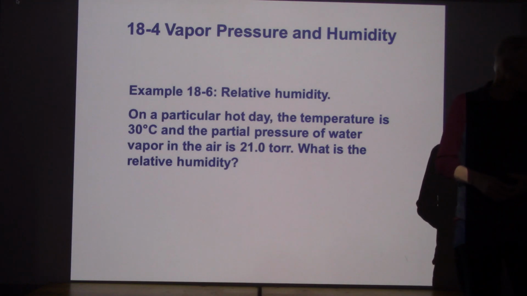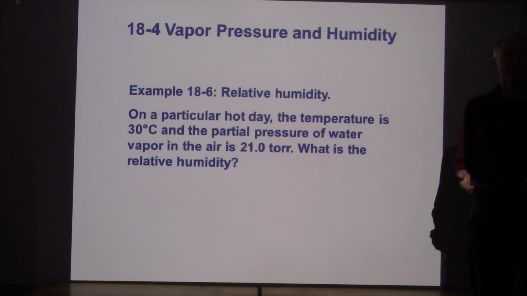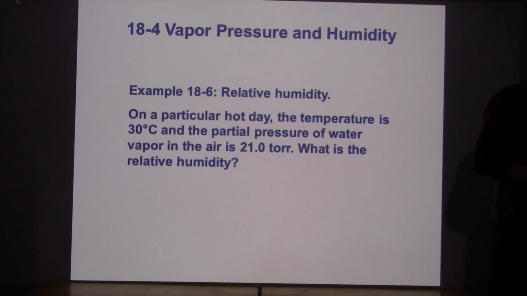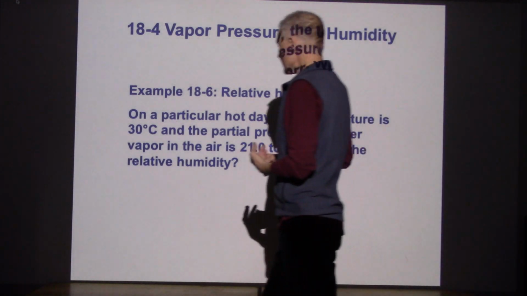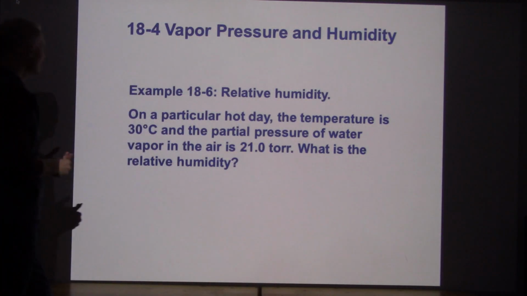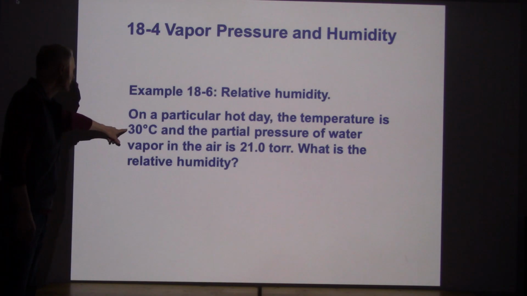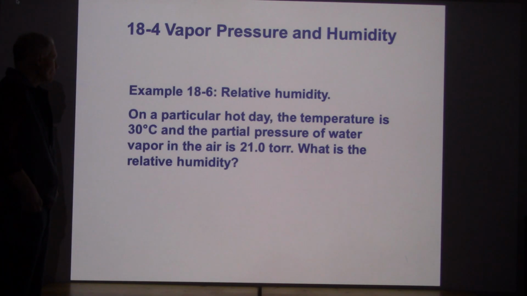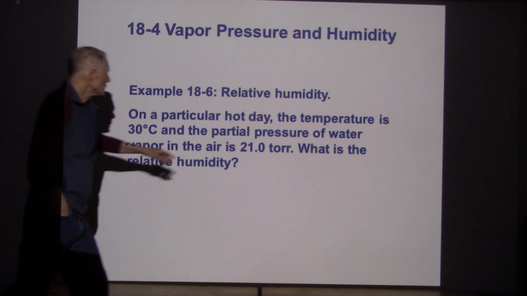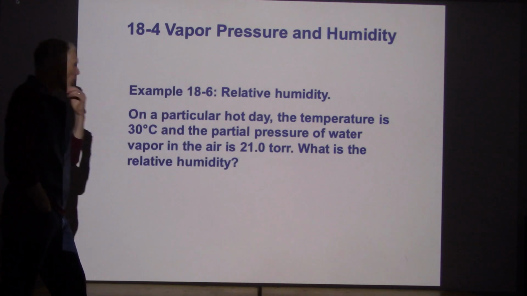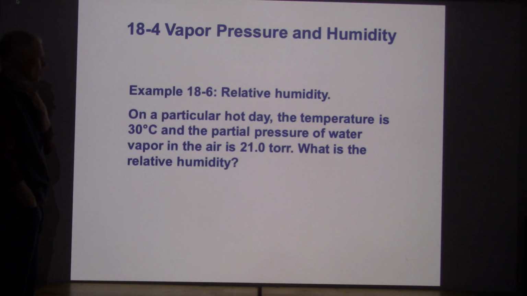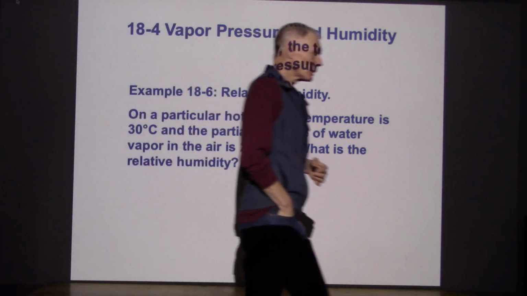All right, so let's do a relative humidity calculation here. It says that on a particularly hot day, the temperature is 30 Celsius, and the partial pressure of water vapor in the air is 21.0 torr. What is the relative humidity for this?